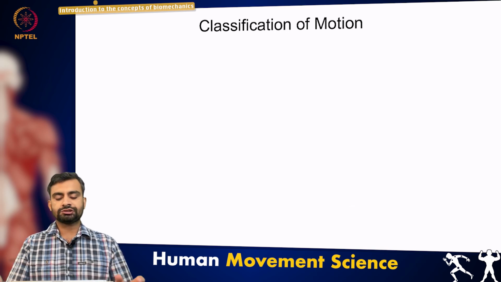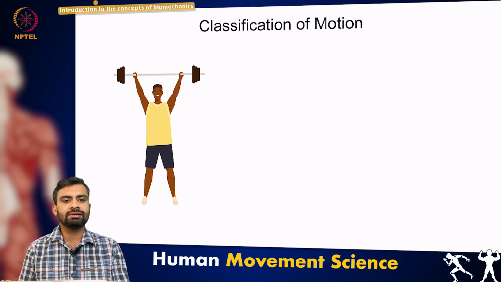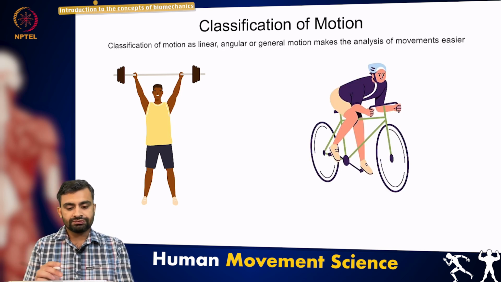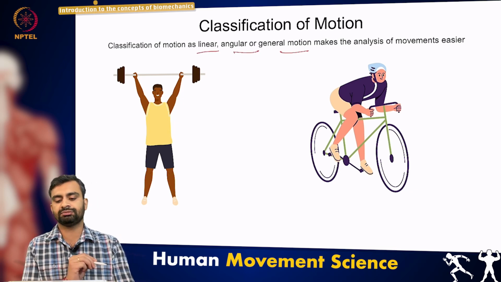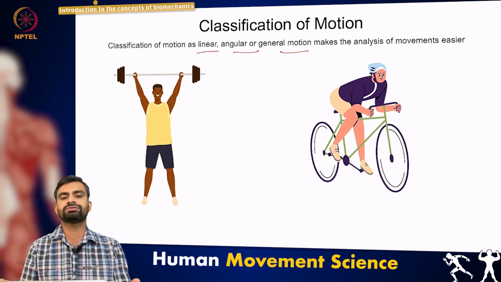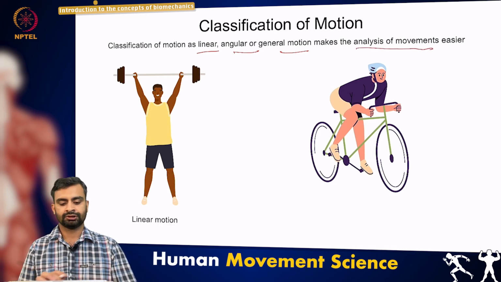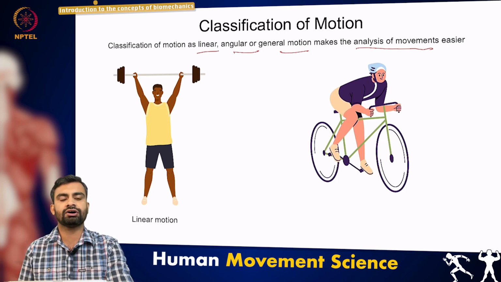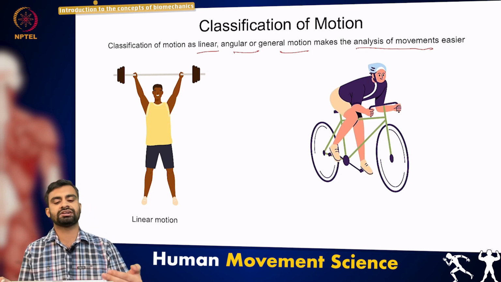Now let's look at the different classifications of motion. Motion can be classified into different types, and each one provides a unique insight into an athlete's movement patterns. First of all, motion can be classified as linear, angular or general motion. Why do we need to classify motion? Because we can break down the complex movement and make our analysis easier. So in linear motion, what happens? Linear motion refers to movement in a straight or a curved line, movement in one direction or a combination of different directions also.